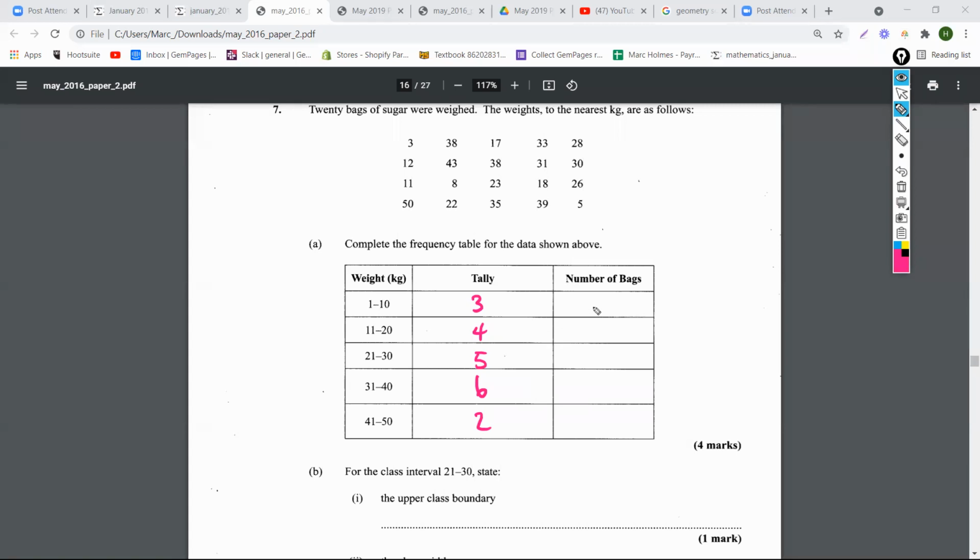Yeah, that was it. So this is it, guys. 3, 4, 5, 6, and 2. So if we were to draw a histogram, guys, we'd start off with 3. And then we'd have 4. Then we'd have 5. Then we'd have 6. And then we'd have 2.